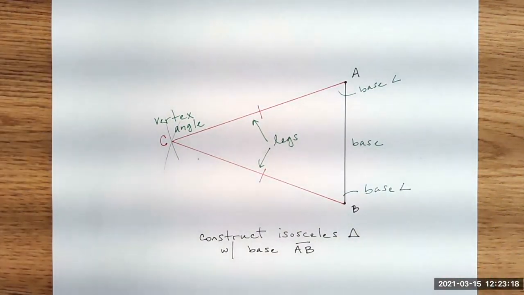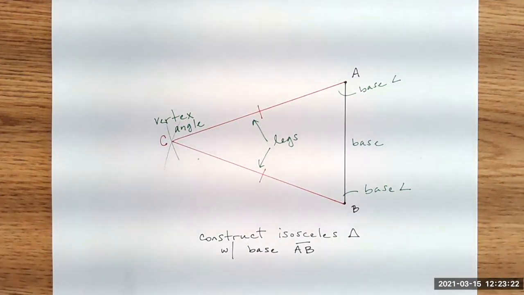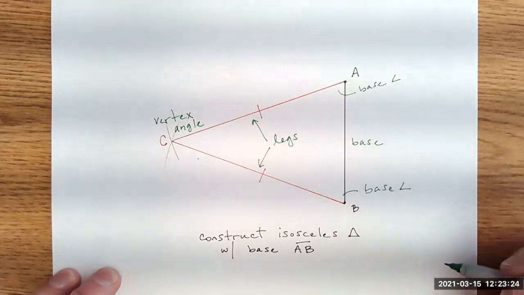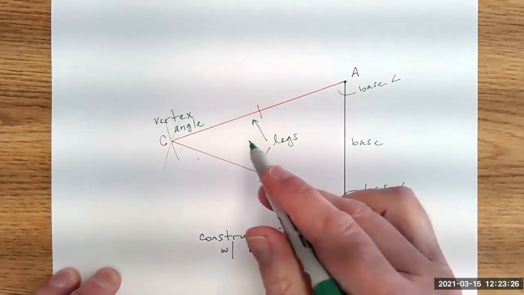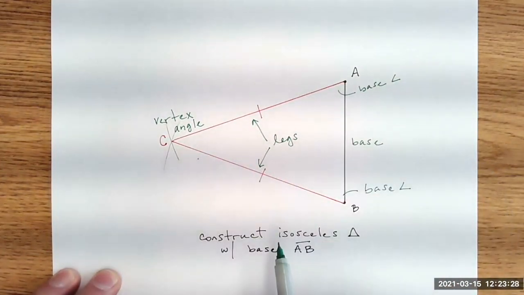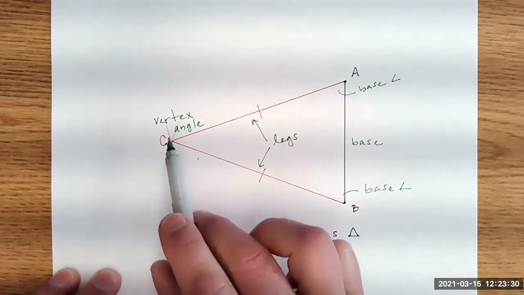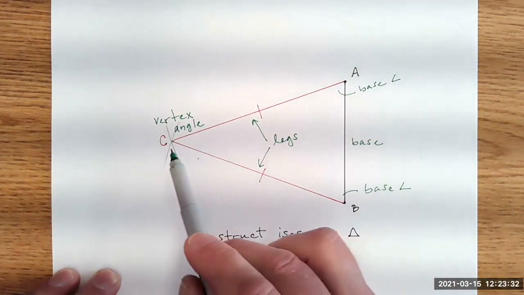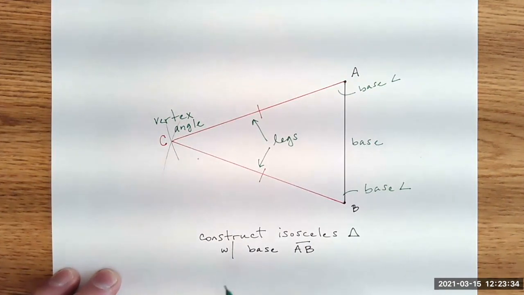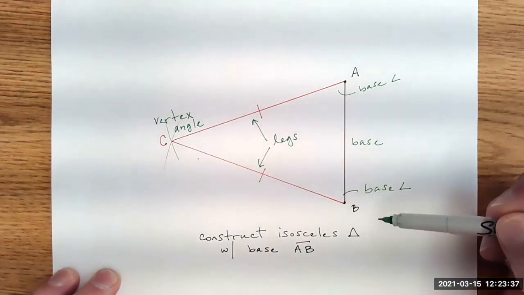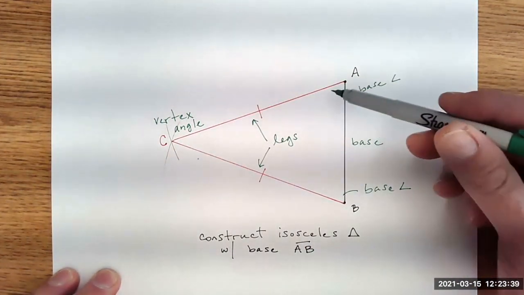So there are the names for the different parts of my isosceles triangle. A base, the third side, is not congruent to the legs. The legs are the two sides that are congruent. The vertex angle is the angle formed by the two legs. The base angles are the two angles formed by the base and one leg.